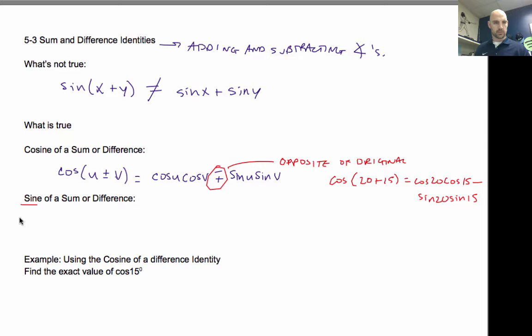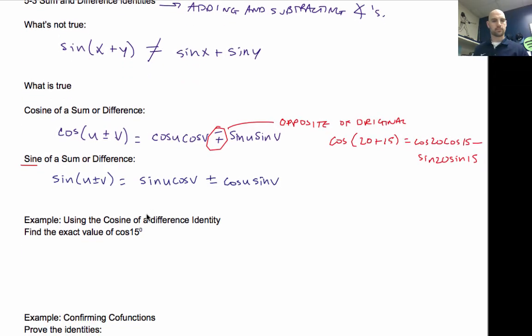Sine of a sum or difference. For this one, it's going to look the same: the sine of u plus or minus v is equal to the sine of u times the cosine of v, plus or minus. Now notice this one stays the same. So if I was adding them in the original problem, I'm going to add them in this part. Plus the cosine of u times the sine of v. So they're kind of mismatched like that.